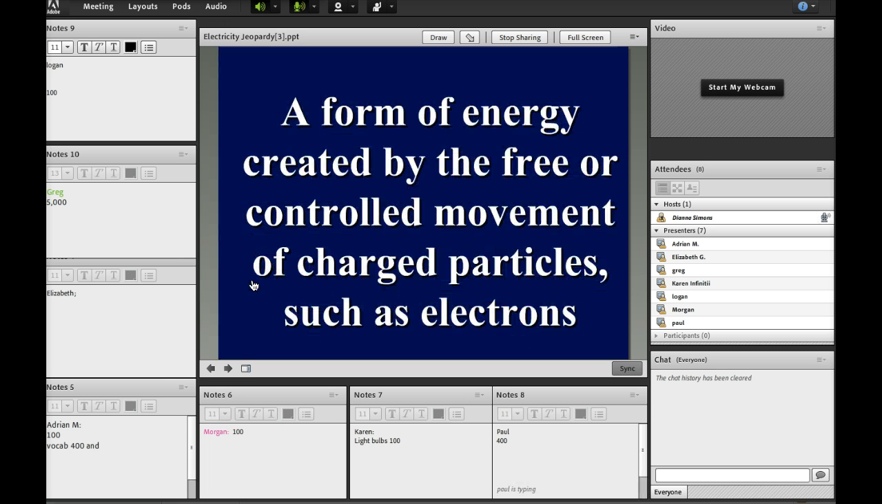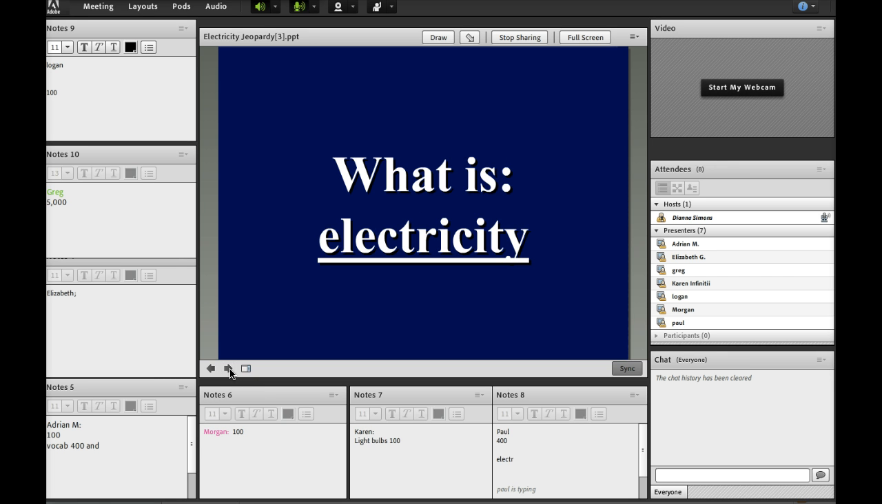So a form of energy that's created by the free or controlled movement of charged particles such as electrons. A form of energy. This is so easy. Think about it. What are we studying? But what's the name of the, excuse me, circuits are part of electricity. Yeah. Okay, we got an electricity over here. Let's see if that's right. Yes. Okay. How much was that one? 400. All right.